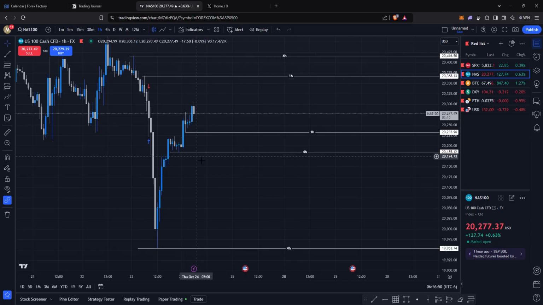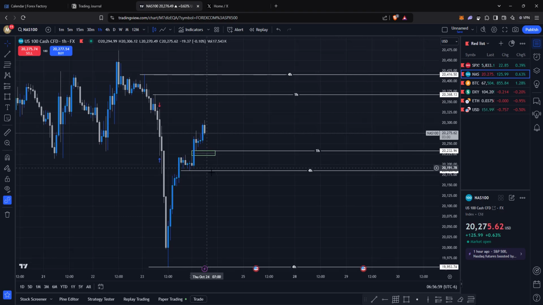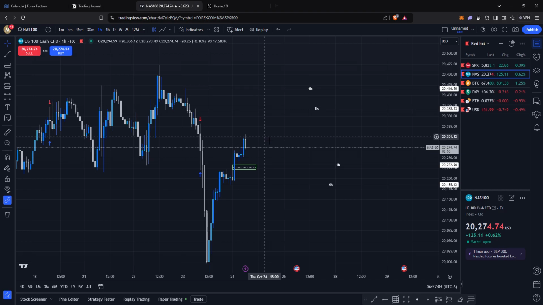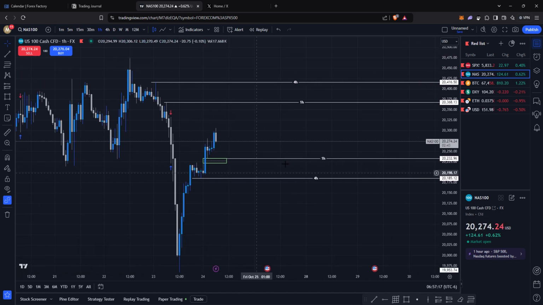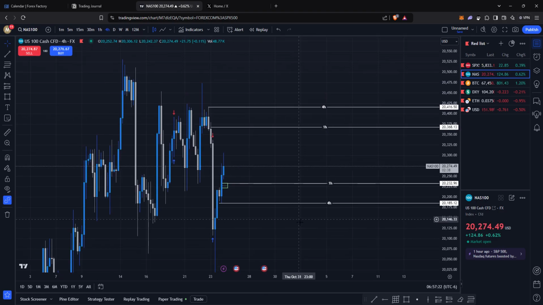Then we have this hourly fair value gap right there. Something that I might be looking for is a sweep of these lows and then a respect and fill of this, and then maybe even a sweep of these lows and then a tap into here. That would be pretty cash money, but yeah, fellas, that's really all I have.